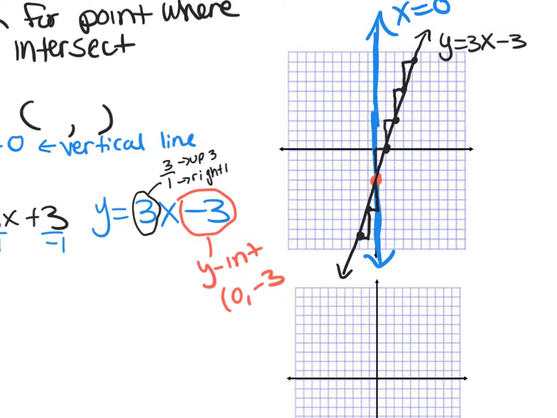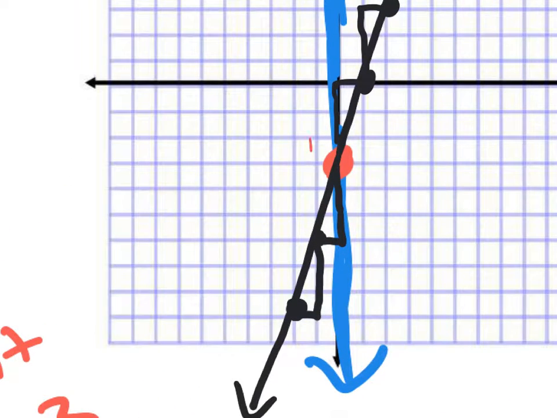Okay, so now we have our two lines graphed. So where do these two lines intersect? Where do they cross? Yeah, this point right here, (0, -3).